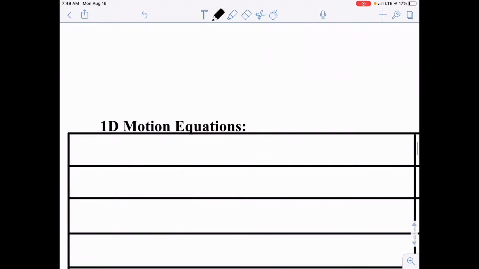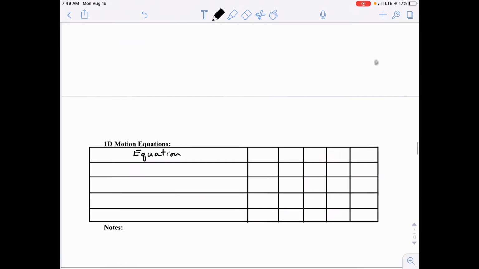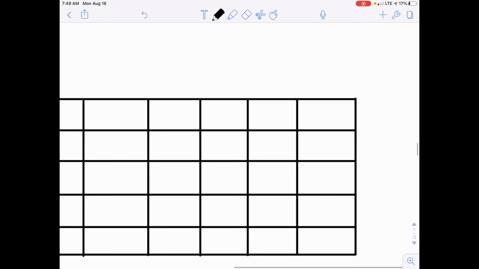In the top column, we're going to write equation. Our formula, our equation, is going to go in the first box. The next 5 boxes will be the variables involved in these 4 equations. The first one's going to be x. The second one's going to be v. The third one is going to be v naught. The fourth one is going to be a. And the fifth one is going to be t.